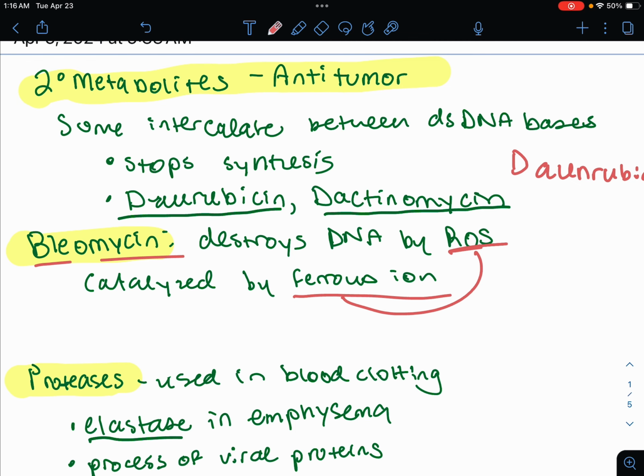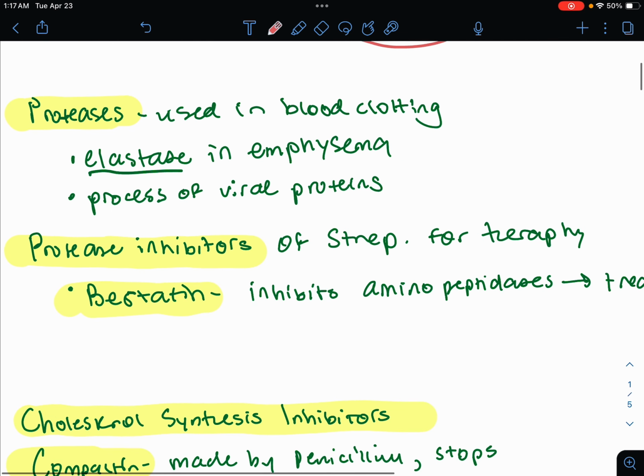Alright, let's talk about protease and peptidase inhibitors. So proteases are going to be essential in a lot of these normal physiological functions. One of the examples would be blood clotting. Elastase will be in emphysema, and the processing of viral proteins will take place when you're talking about disease. So we have elastase of emphysema and viral proteins.